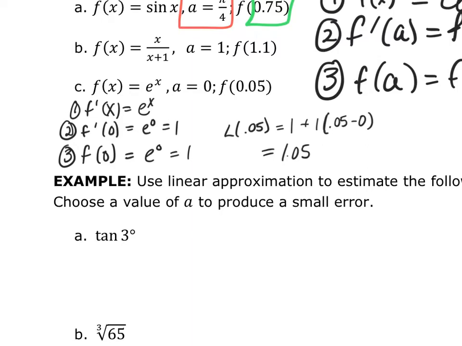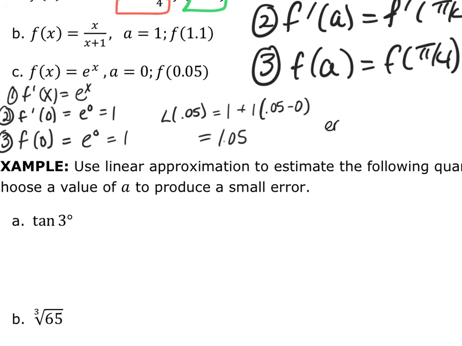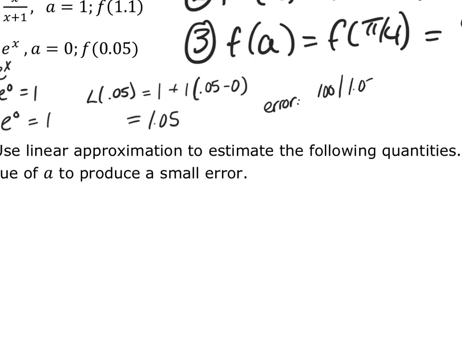So let's find the actual and do the error on it. My error is going to be 100% times the absolute value of 1.05 minus e raised to the 0.05, which is 1.05127, all over 1.05127. So what do we get as my error on this one? 0.1208%. That's a pretty low percent, so it's a pretty good approximation. How was that?